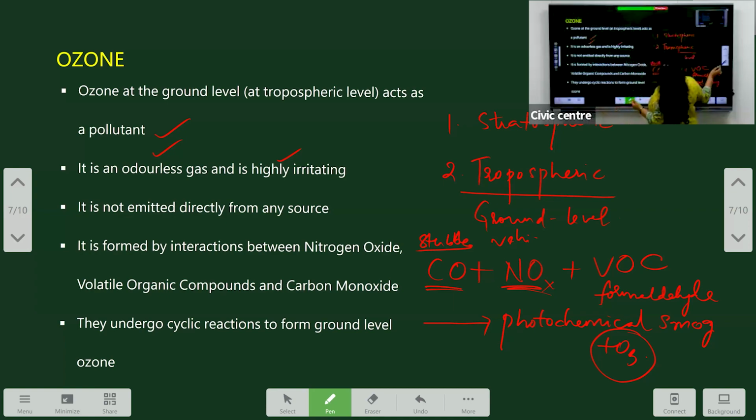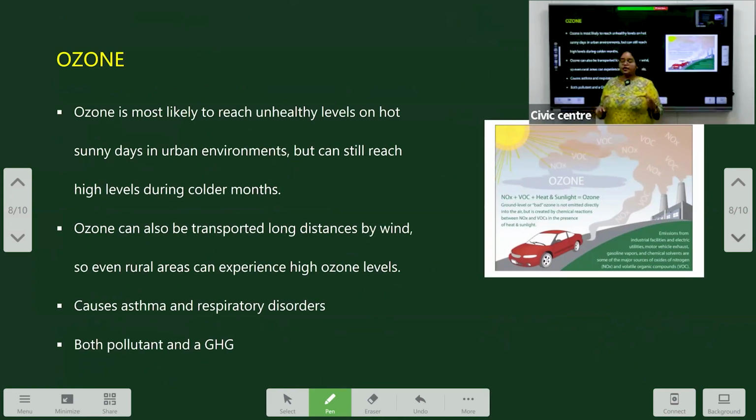Now let's see that ozone is most likely to reach unhealthy levels on hot sunny days because the reactions that we have just seen happen in the presence of sunlight. Right, and we can also see the presence of ozone even in winter days, but it is likely to happen more during sunny days. And this ozone can be easily dispersed with the help of wind, and they travel long distances, and hence the ozone that is created in urban areas also travels to the rural areas, and rural areas also can experience high ozone levels.